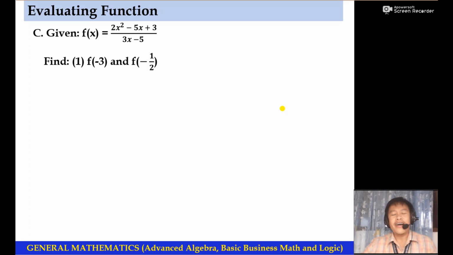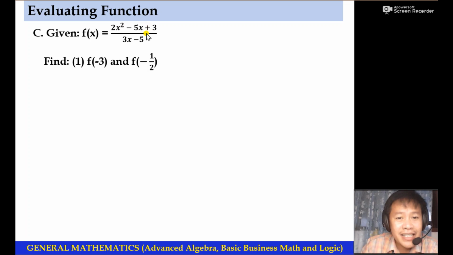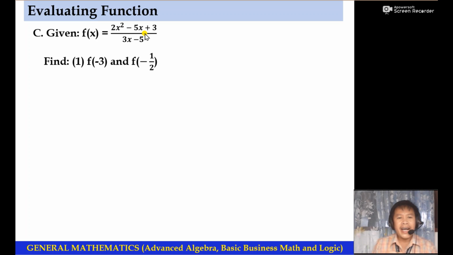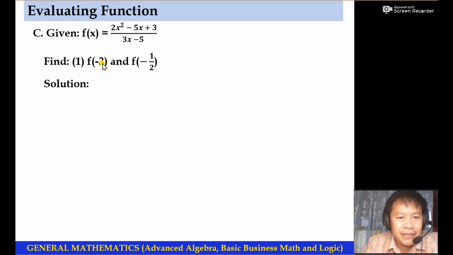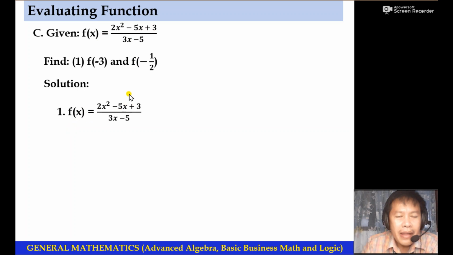This is difficult. Okay, why difficult? Because it is rational already. Okay, what are we going to do here? Solution. We are going to evaluate f of negative 3 from this given rational function. Okay, we are going to copy first the rational function. Why rational? Because our numerator is a polynomial of degree 2. This is a quadratic polynomial. And our denominator is a polynomial of degree 1, and this is a linear polynomial. The ratio of two polynomials gives us a rational, not a polynomial.